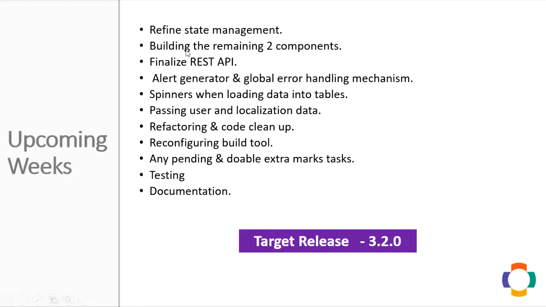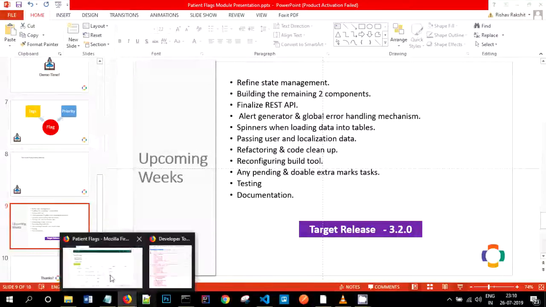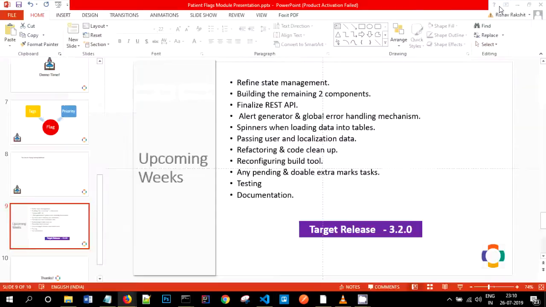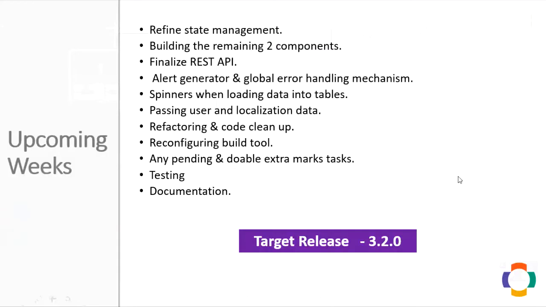We want to obviously build the remaining two components. So if you just go to the application, you can see that find flag patients and manage global flag properties. These are the two coming soon. But these are fairly lightweight components, so we don't expect much time to be spent right there. We also want to finalize the REST API. So we have made some changes to the REST API. We just want to have a discussion over that and want to finalize all our changes.